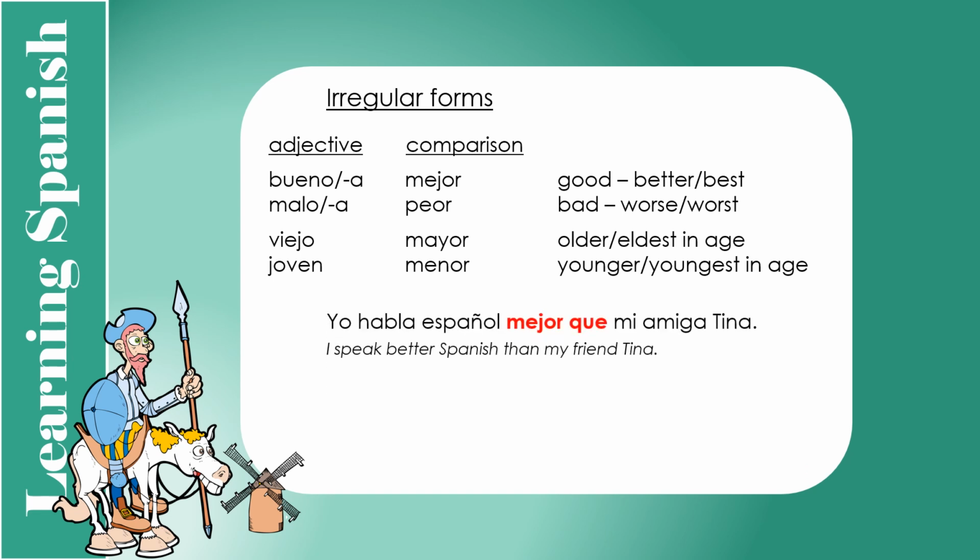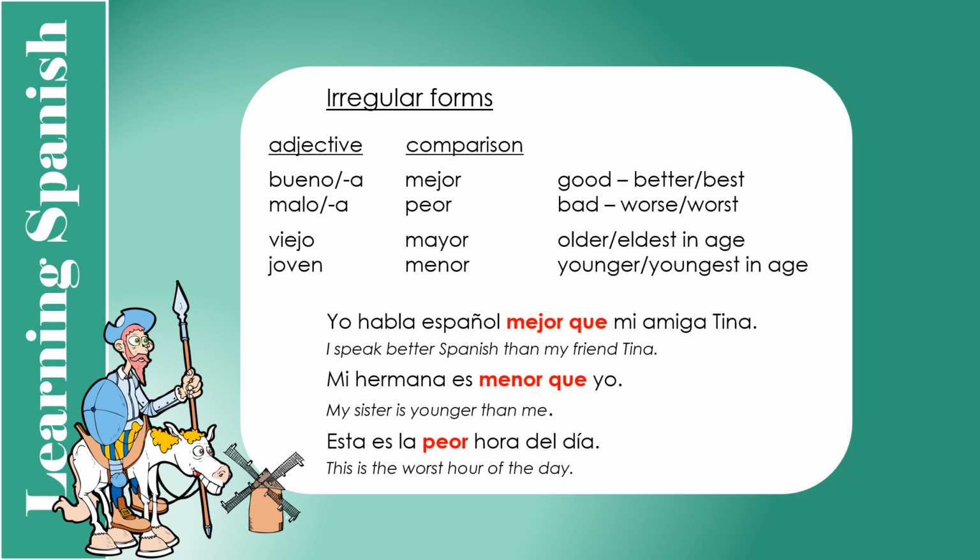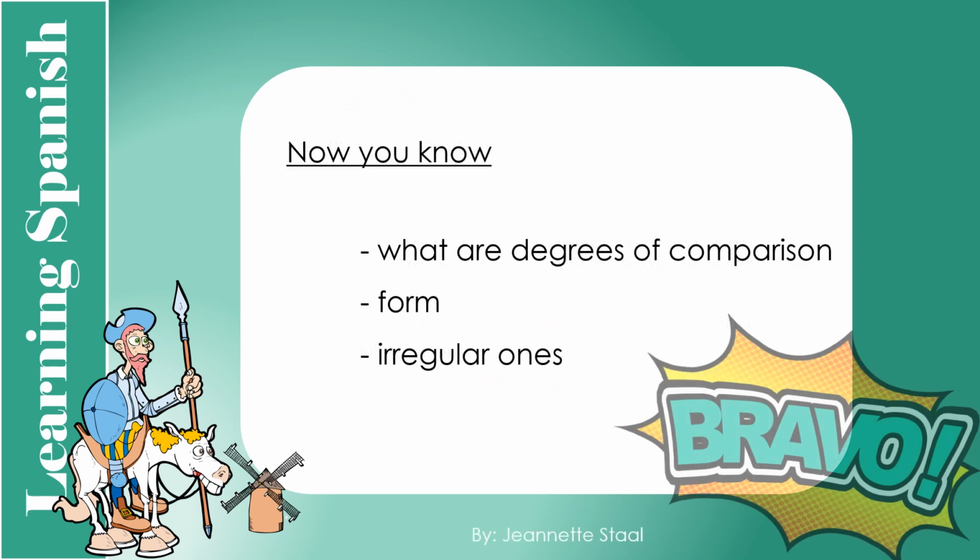A few examples. Yo hablo español mejor que mi amiga Tina. Mi hermana es menor que yo. And esta es la peor hora del día. And now you know what are degrees of comparison, the forms and some irregular ones.